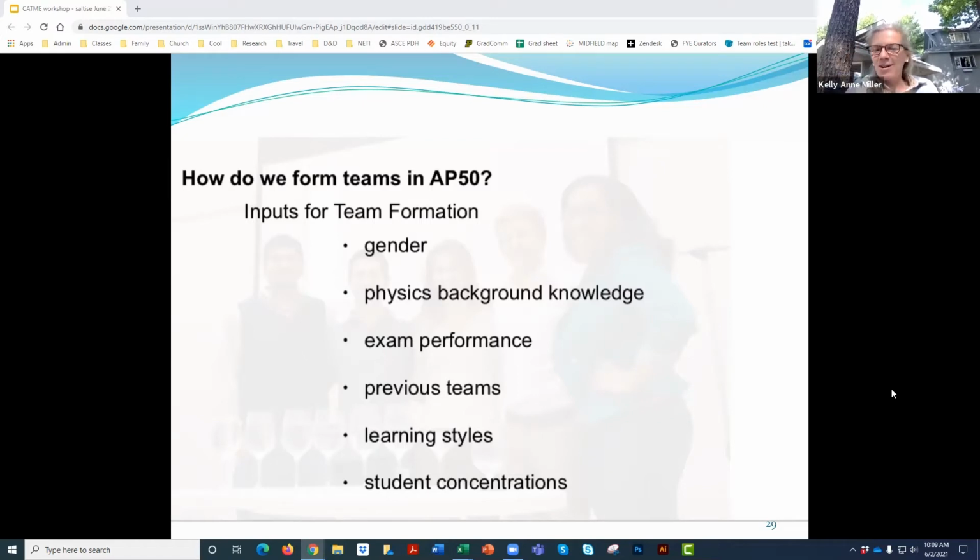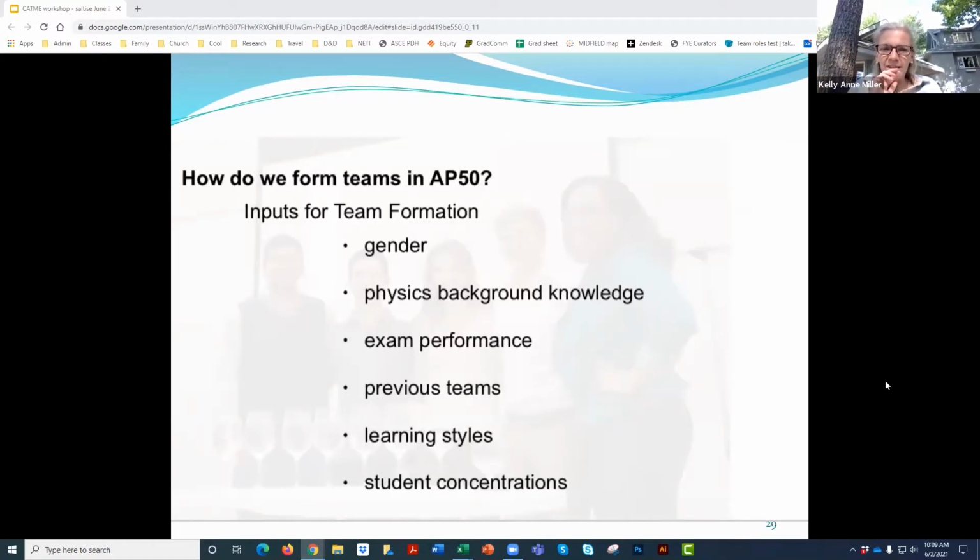And then we have some other surveys, similar to what Salma just said, to try to make sure that we've got some diversity with respect to learning styles and student concentrations, and a diversity of freshmen, sophomores, seniors, that kind of thing. So yeah, that's Applied Physics 50.